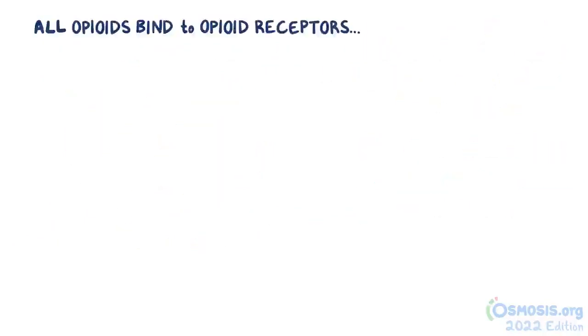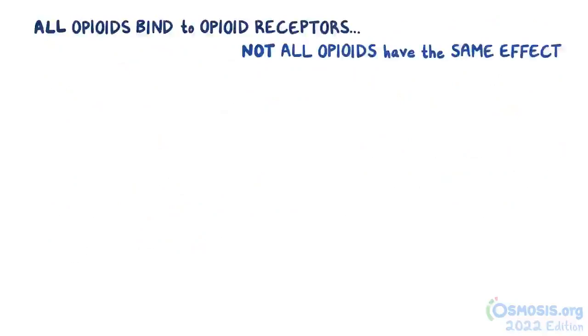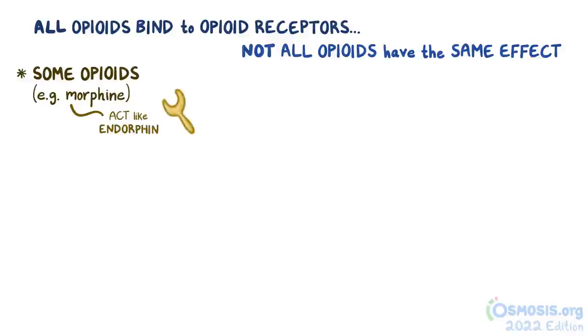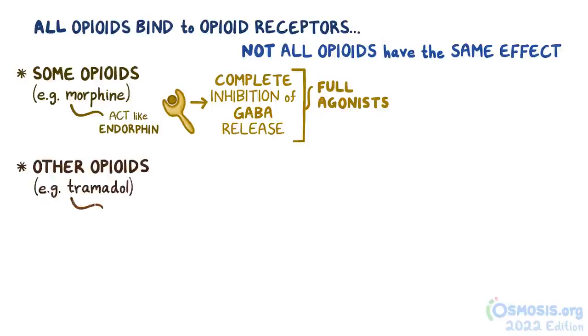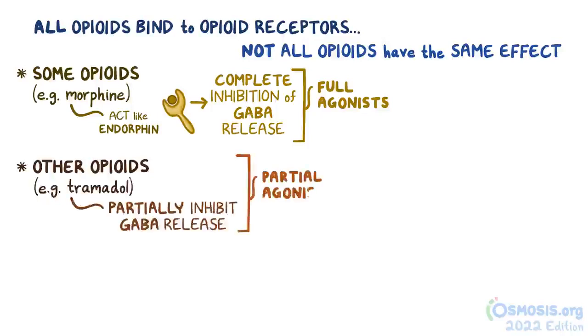Okay, so even though all opioids bind to opioid receptors, not all of them have the same effect. Some opioids, like morphine, just act like endorphin, and when they bind to the opioid receptors, they trigger a full response that results in the complete inhibition of GABA release. These are called full agonists. Others, like tramadol, have a weaker effect since they only partially inhibit GABA release. These opioids are called partial agonists.